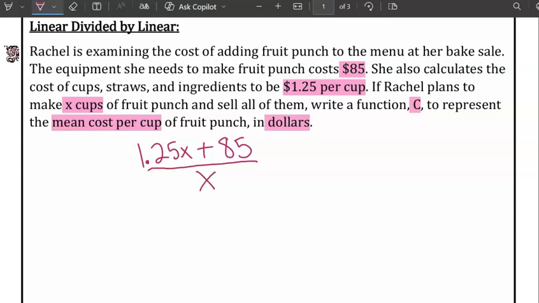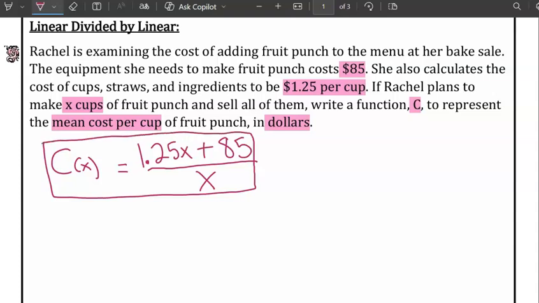We have a linear divided by another linear. That's going to give us our cost function. C of X equals 1.25X plus 85 all over X.